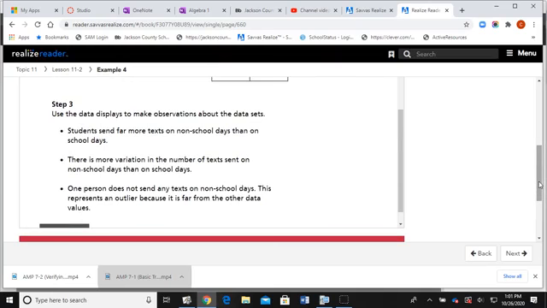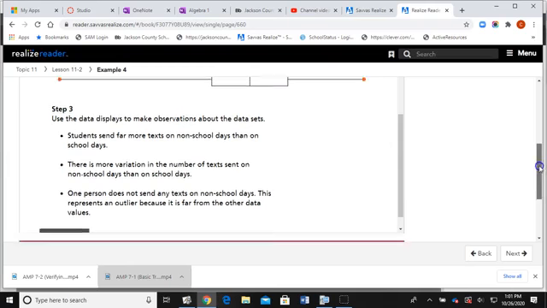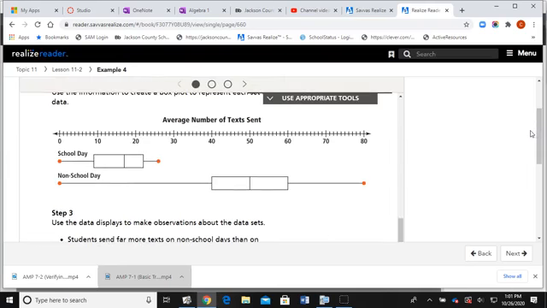All right, so here it says students send far more text on non-school days than on school days. There is more variation on the number of texts sent during non-school days than on school days. And one person does not send any text on non-school days. This represents an outlier. Again, look how far it is. See how big my whisker is?